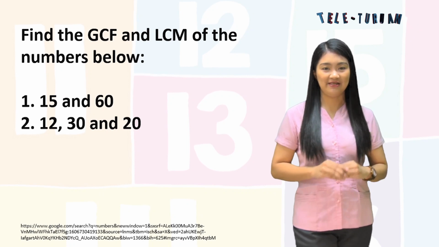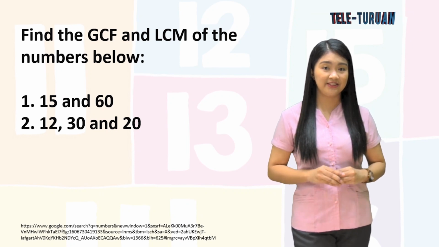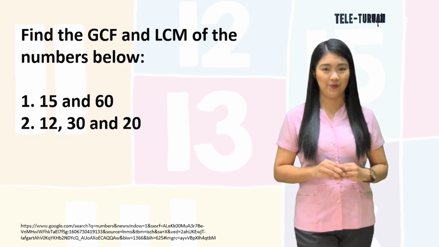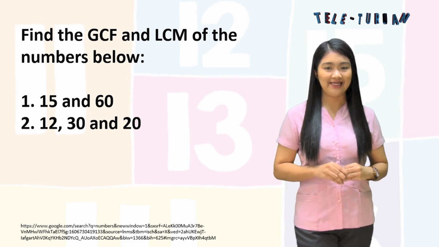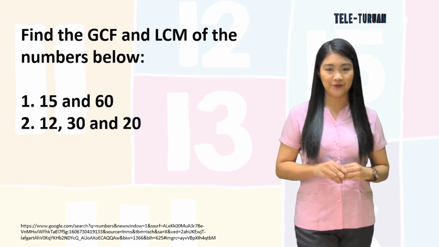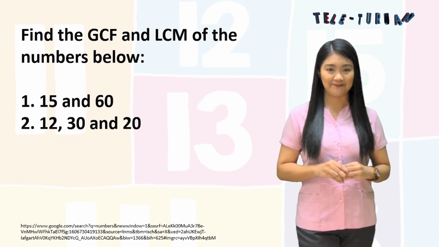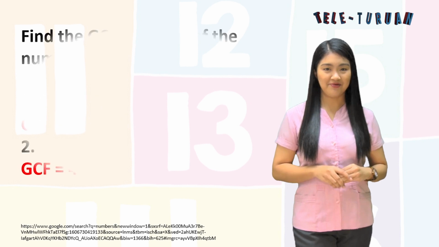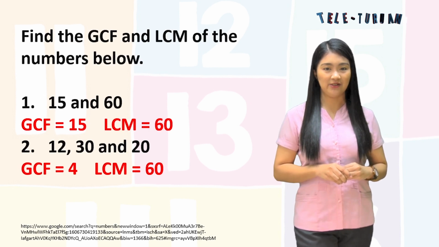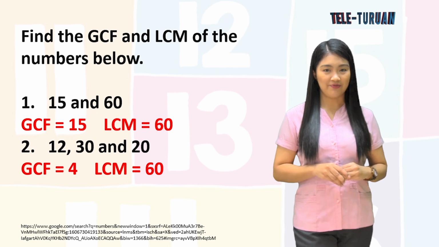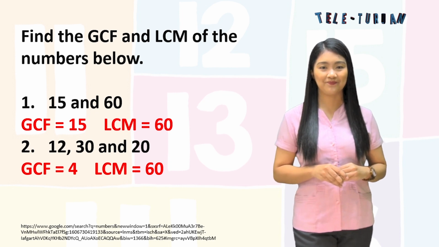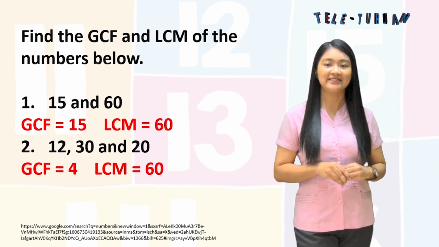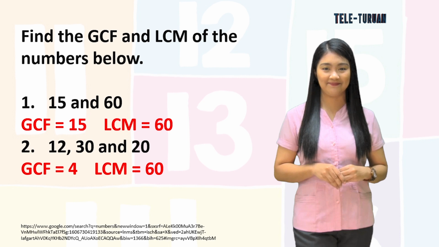Now, let us have an activity. Using any of the three methods, find the greatest common factor and the least common multiple of the numbers below. Number 1, 15 and 16. And number 2, 12, 30, and 20. Let us check your work. For number 1, the greatest common factor is equal to 15, and the least common multiple is equal to 16. For number 2, the greatest common factor is 4, and the least common multiple is also 16.